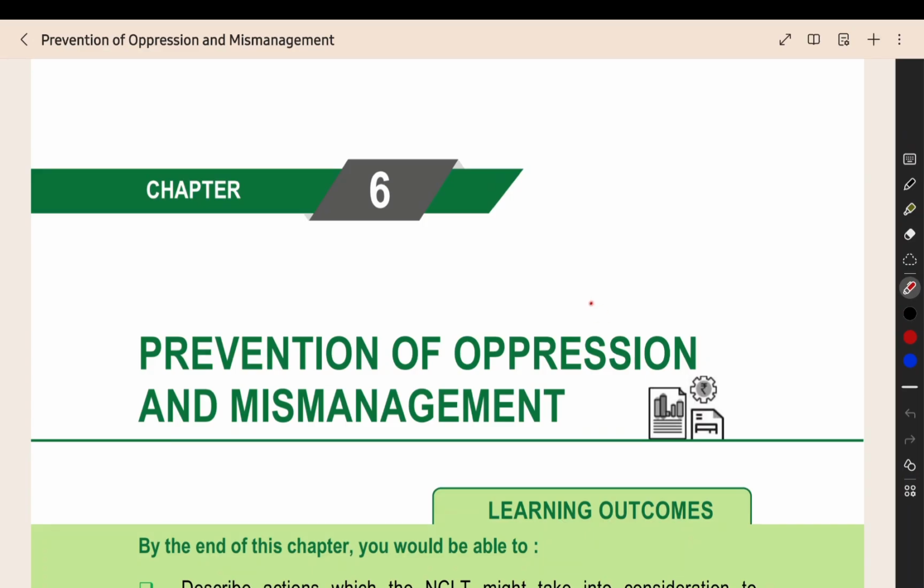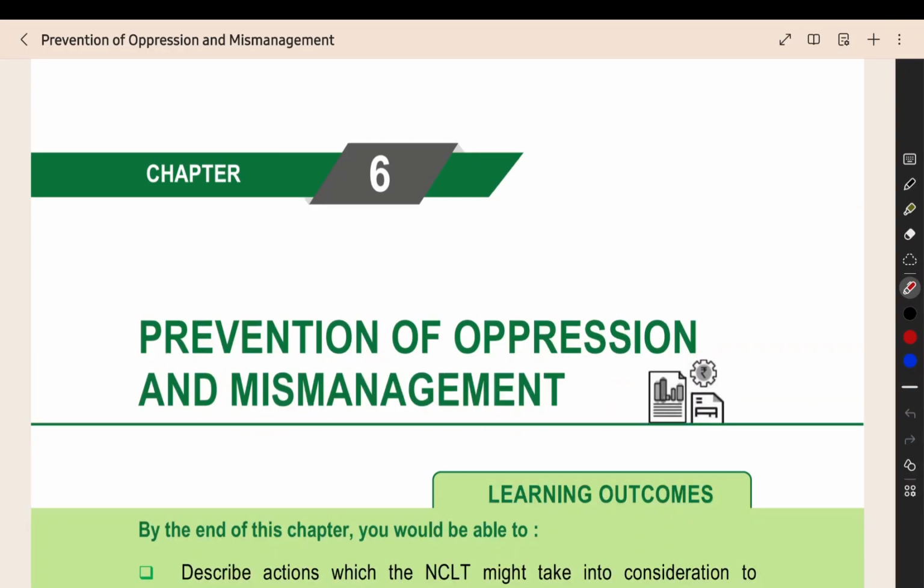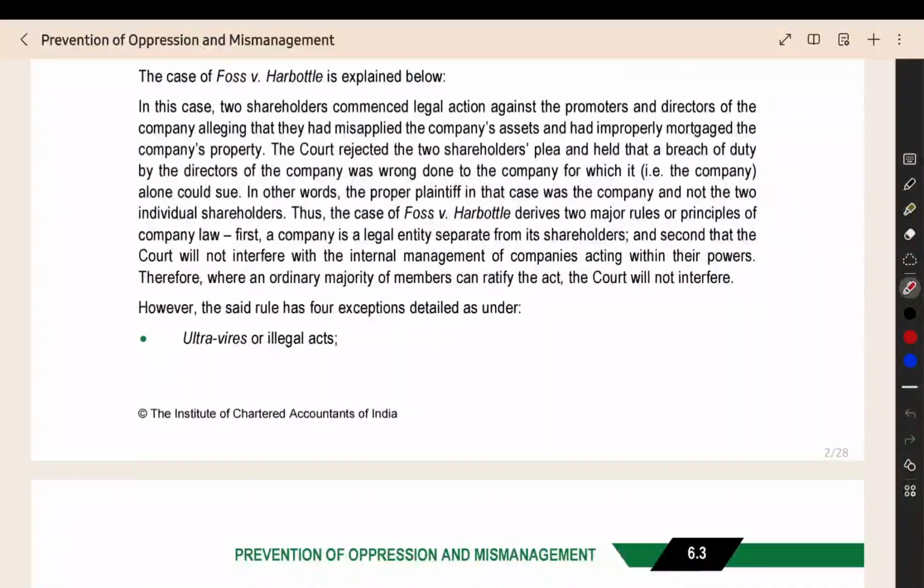Now we can start the chapter Prevention of Oppression and Mismanagement. Here, first we are going to see the case law called the Fox versus Harbottle rule. Here the court is saying that a company is a legal entity separate from the shareholders. Shareholders are different, company is different.